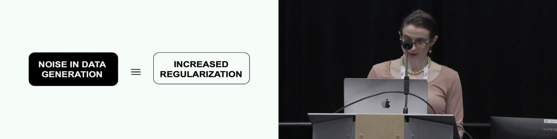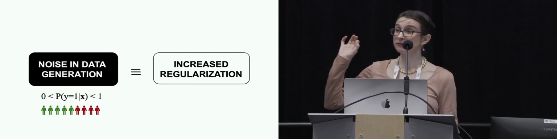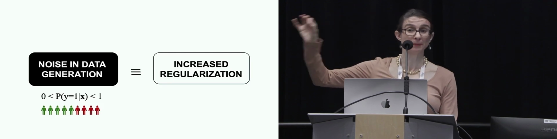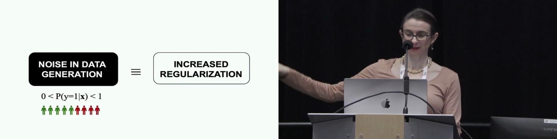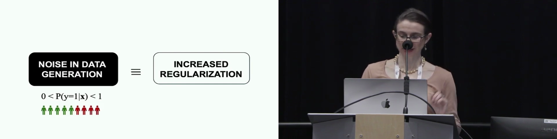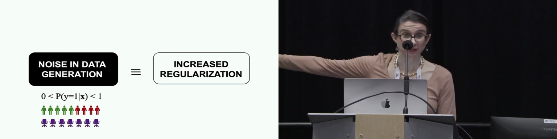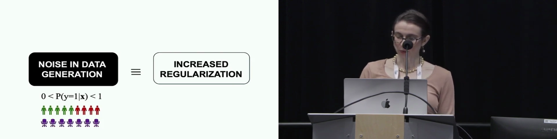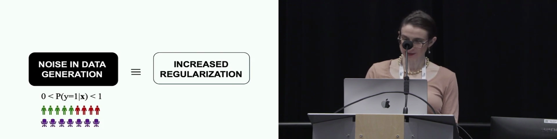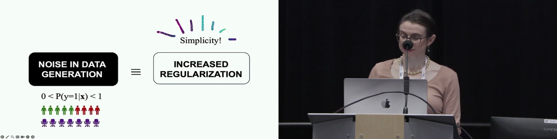So what's noise? Noise means that the class label is not deterministic. If you have 9 medical patients with identical medical records, it's possible that 5 of them will have a heart attack next year and 4 of them might not. Now in image recognition, it's not the same. If you've got 10 identical images, either they all have a chair in them or they don't. So there's no noise here. So what the result is saying is that if you have noise, it corresponds to increased regularization, and you know that by definition, more regularization leads to simpler models.